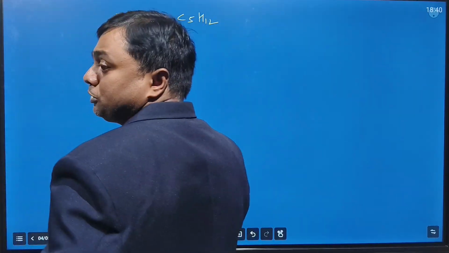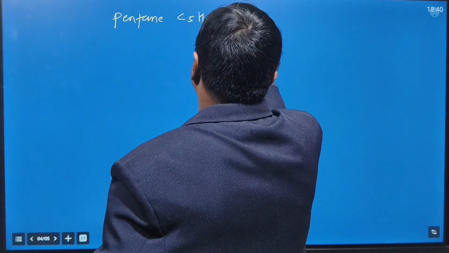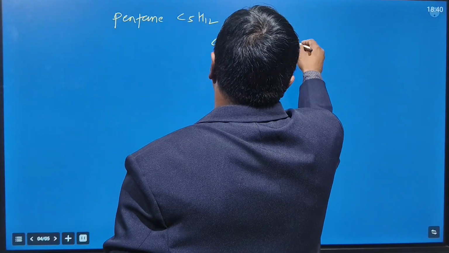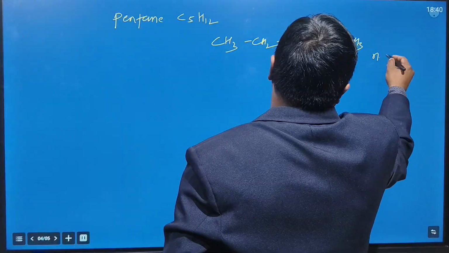C5H12. How many isomers are possible? There are 3 possible isomers. One is normal pentane, CH3, CH2, CH2, CH2, CH3. This is normal pentane.